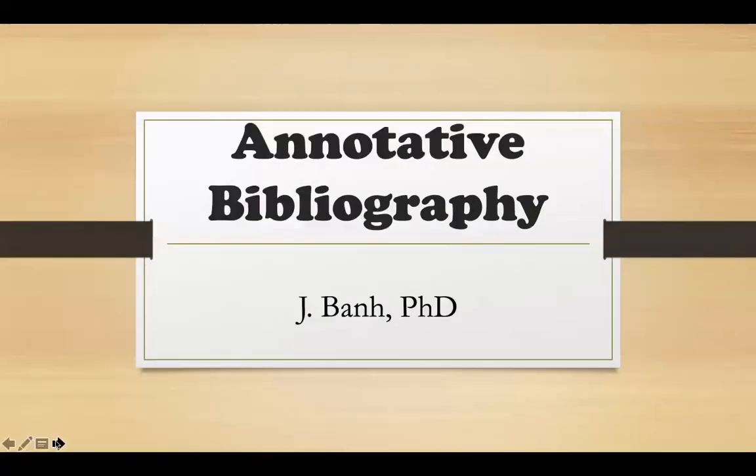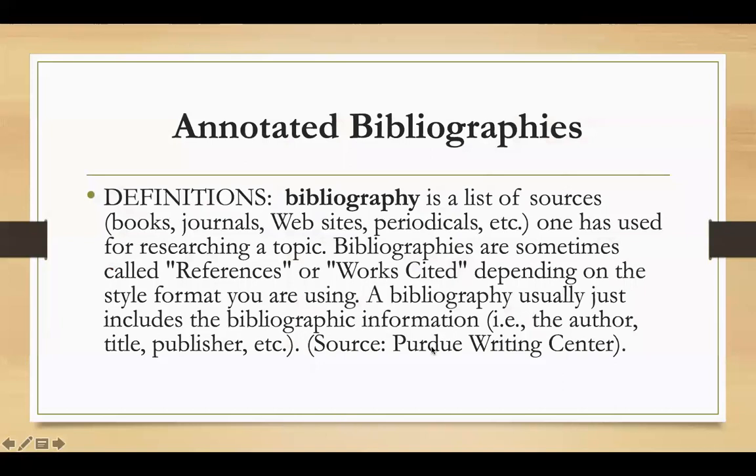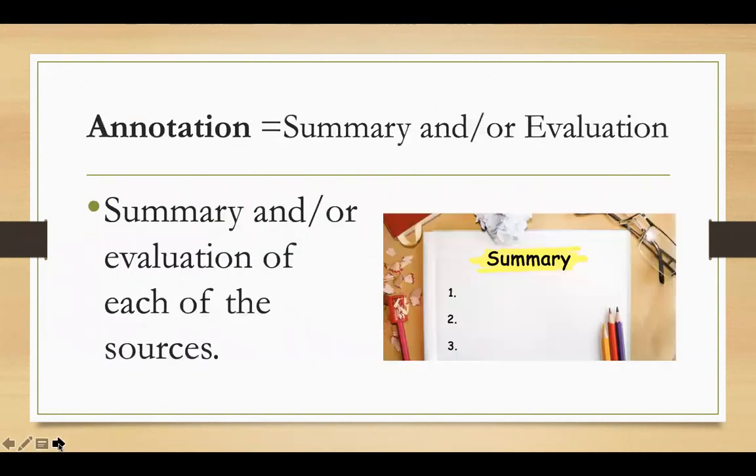What is an annotated bibliography, you asked? Well, a bibliography is a list of sources, books, journals, websites, periodicals, that have been used for researching a topic. Bibliographies are sometimes called references or works cited, depending on the style format you're using. A bibliography usually just includes the bibliographic information: author, title, publisher, and in our case, the summary. The source is the Purdue Writing Center.